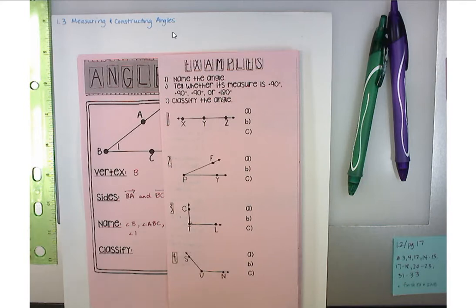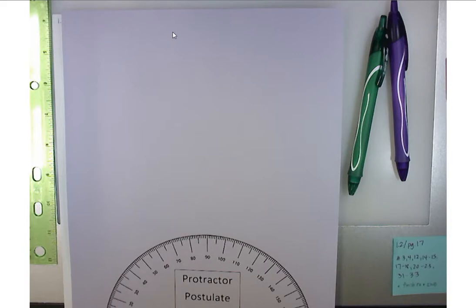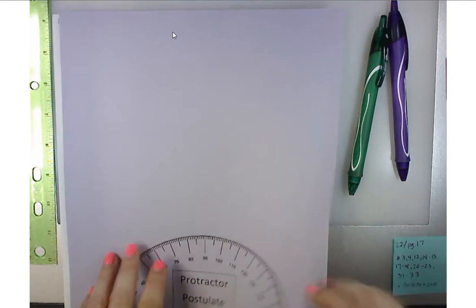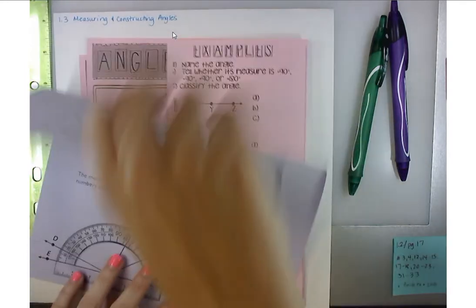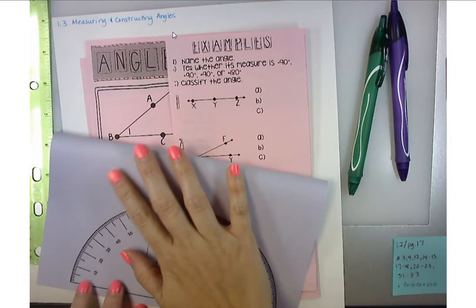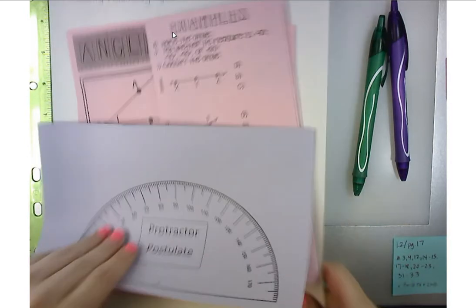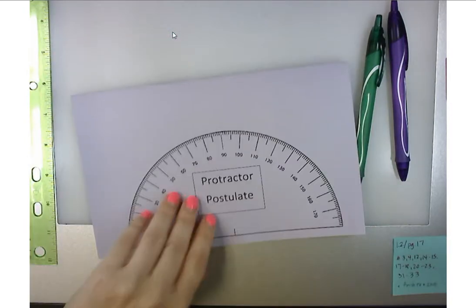Okay, so now we are looking at our protractor postulate page. What we're going to do is fold it in half, hamburger style. Which way? The hamburger. Remember, there's hamburgers and hot dogs?